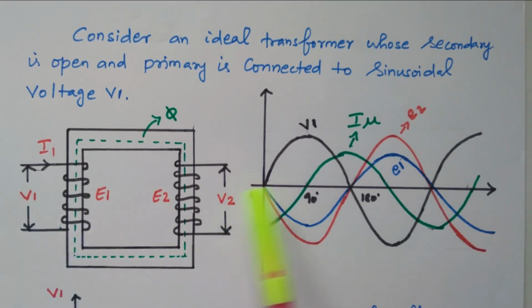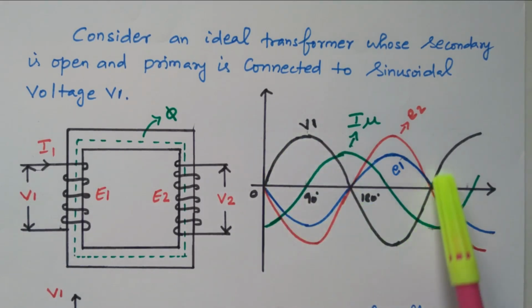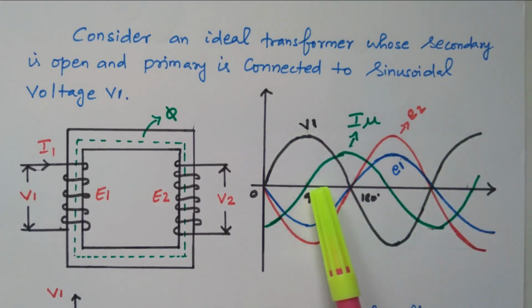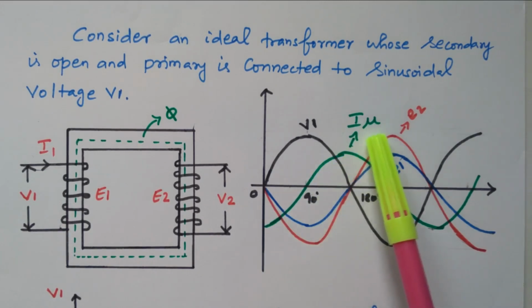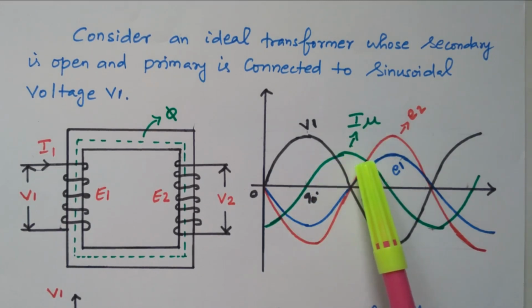Now the supply voltage V1 is given here. It starts at 0 degree. We will take this V1 as a reference. The current flowing through the primary winding is lagging by 90 degree. Because of inductance, there is a 90 degree lag between current and voltage. So at 90 degree, this I1 starts flowing. I1 is nothing but the magnetizing current, I mu.